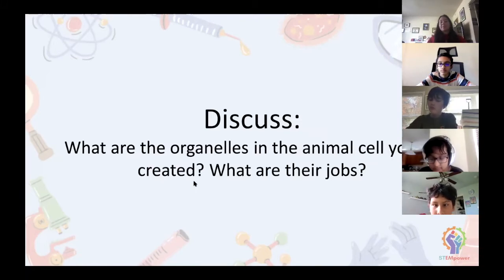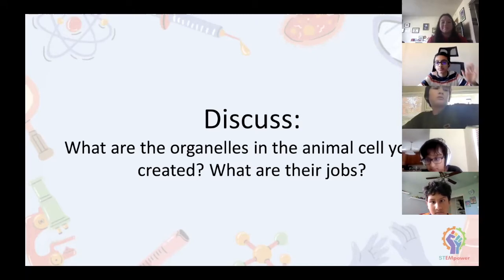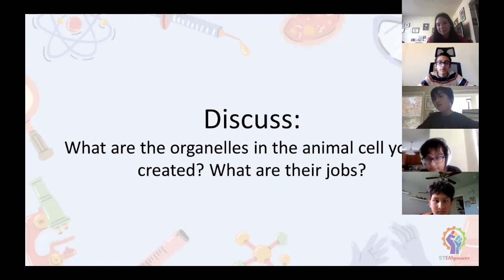Let's discuss a little bit. What are the organelles in the animal cell that we created, and what are their jobs exactly? Let's start off. Should I name one and then you guys tell me what the function is, or do you just want to go for it? Okay, I think the first one's better. Somebody tell me what the lysosomes do. Roshan. The lysosomes have powerful enzymes that break down random food and waste that are floating in the cytoplasm.